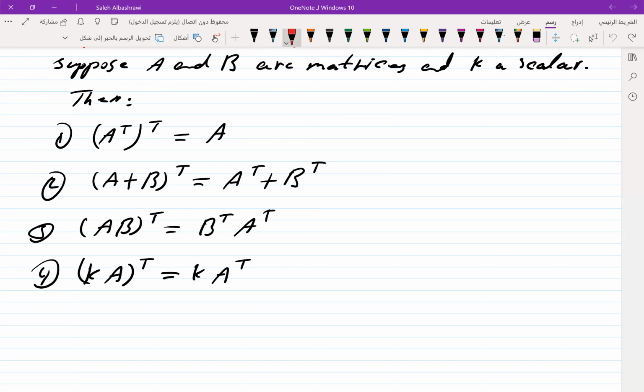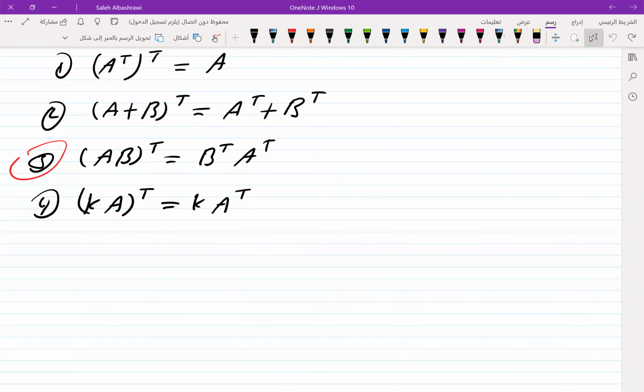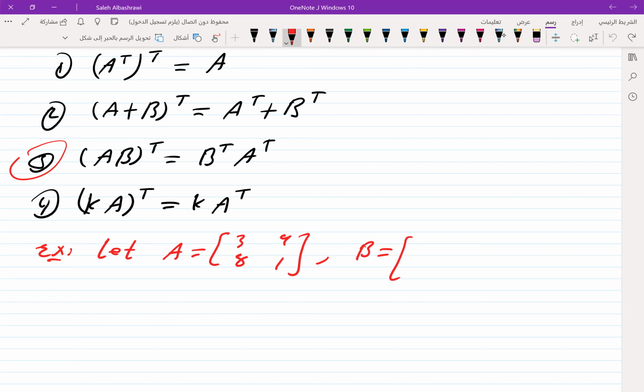For the third one, let's have one example to verify that A B transpose equals B transpose A transpose. Let A equal 3, 4, 8, 1, and B equal 5, 10, minus 2, minus 5.